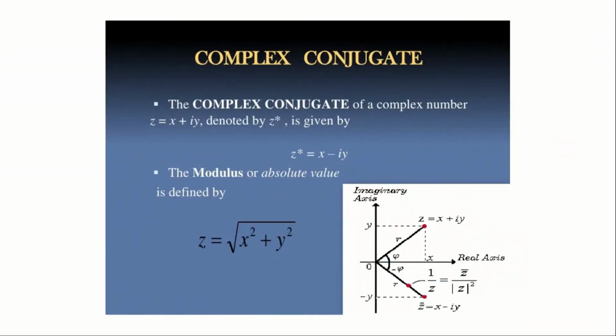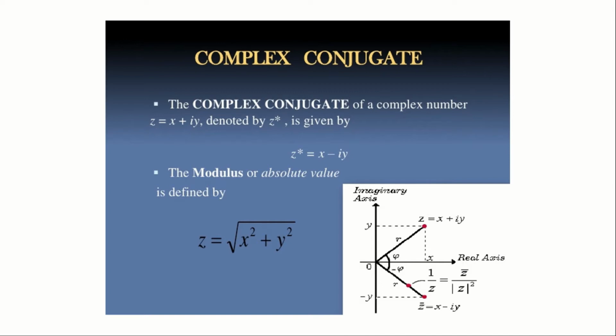Let us know about complex conjugate. The complex conjugate of a complex number z equal to x plus iy is denoted by z star. I have already told you. So z star is equal to x minus iy. So this x minus iy is the complex conjugate of x plus iy. And also z star is the complex conjugate of z.